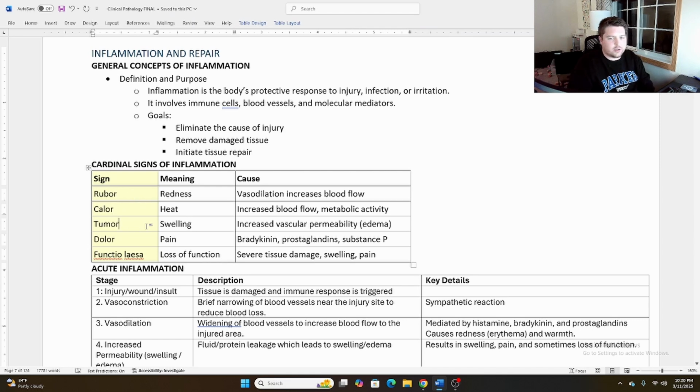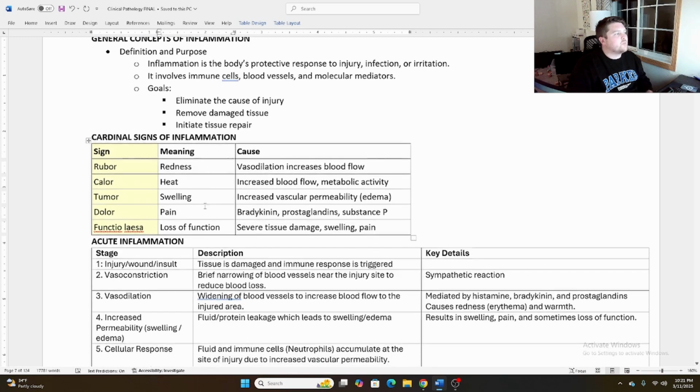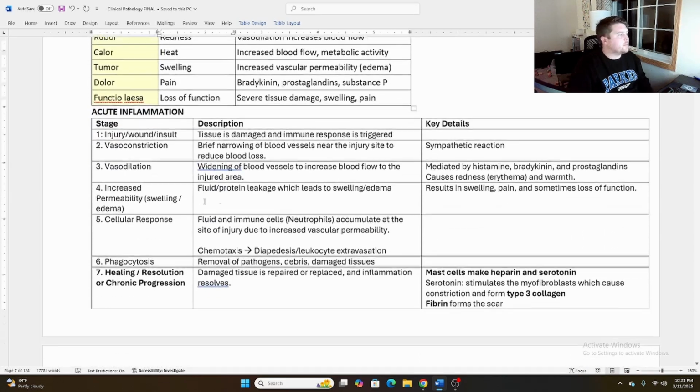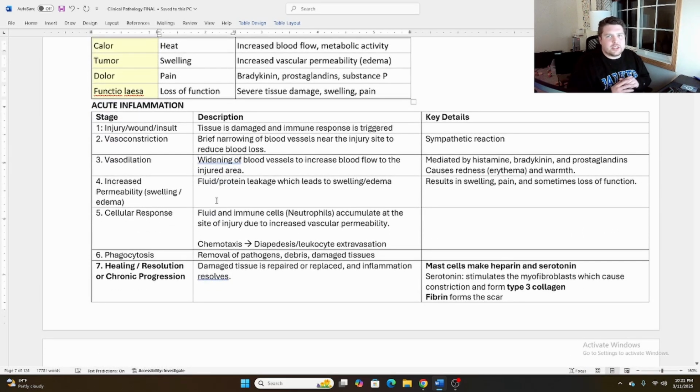So they might ask you, according to the signs of inflammation, what is tumor? Tumor is swelling. Or they could reverse it: which of the following is the sign of inflammation for redness? And that's rubor. So understanding those, just knowing the names specifically as well as what they mean, is good for potential test questions. Now we break inflammation into acute versus chronic.